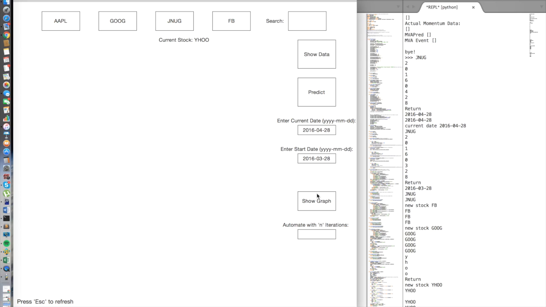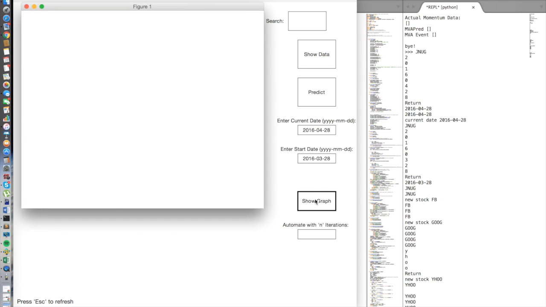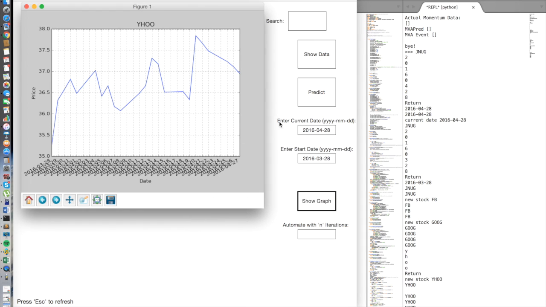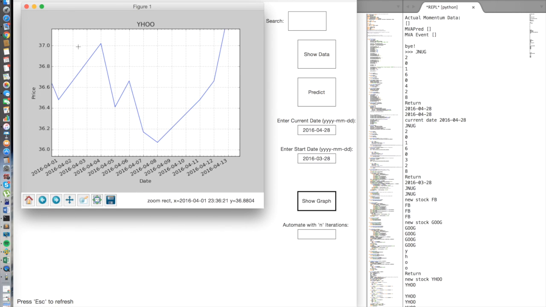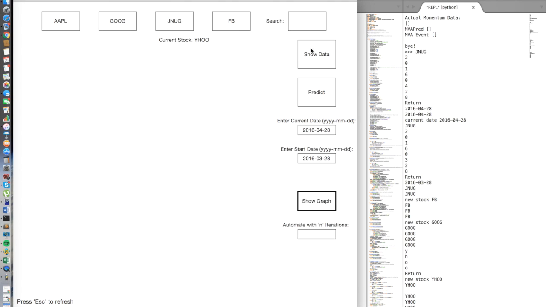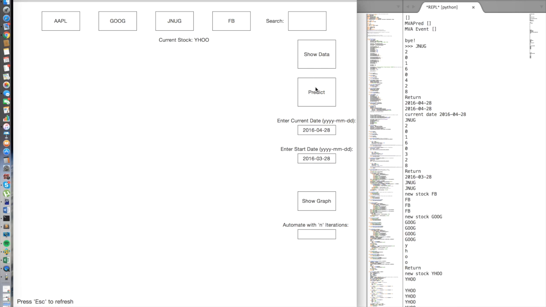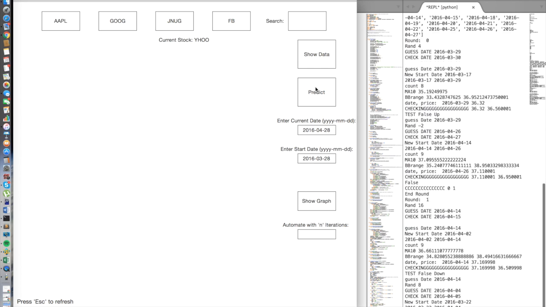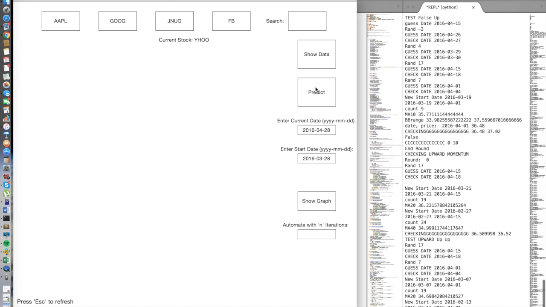And for another user interface, we got some graphs. We got a graph here of the time range. And you can also zoom in on a certain region, standard for matplotlib. And now when you hit predict, this runs the algorithm. And I have three predictors here.